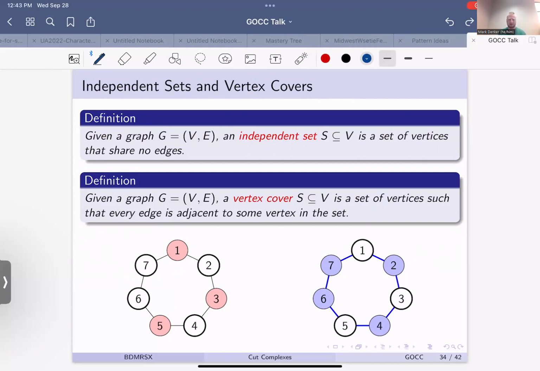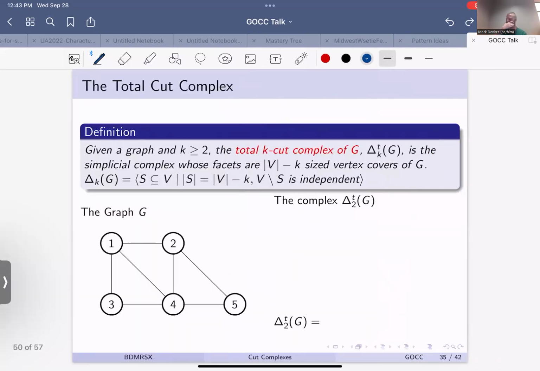If you think about it, you realize that if the vertex covers are adjacent to every single edge, and their complement had an edge between them, then your vertex cover didn't cover that. And so these two things are in conjunction with each other, or dual to each other, I suppose, is the way to think about it. So the total cut complex is defined very similar to the cut complex. We just say, take all of your independent sets of size k, take their complements, those are your facets. You can also think of them as vertex covers of size n minus k, but they are complements of size k independent sets.